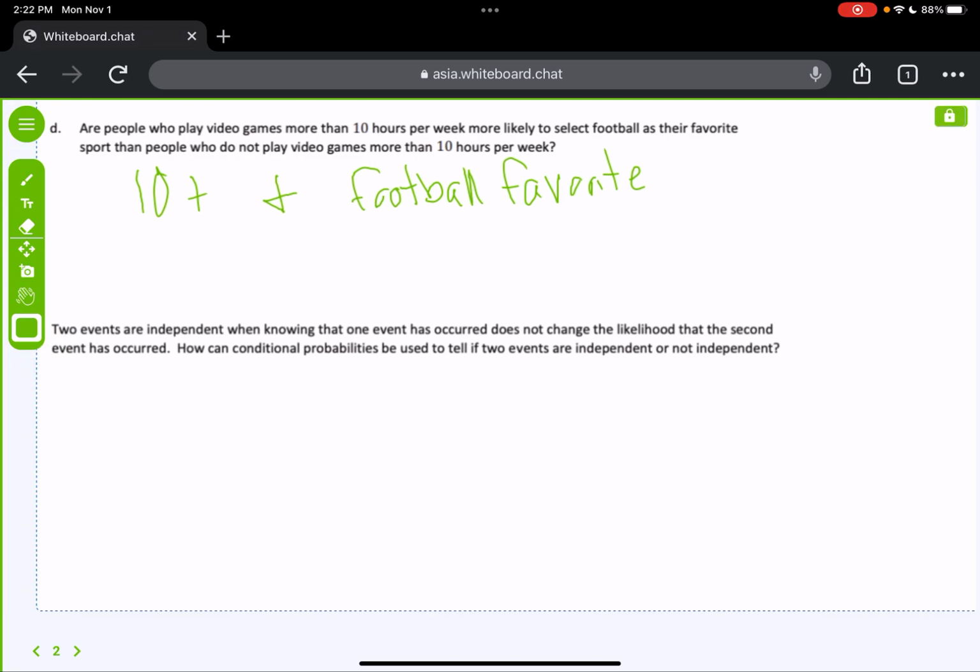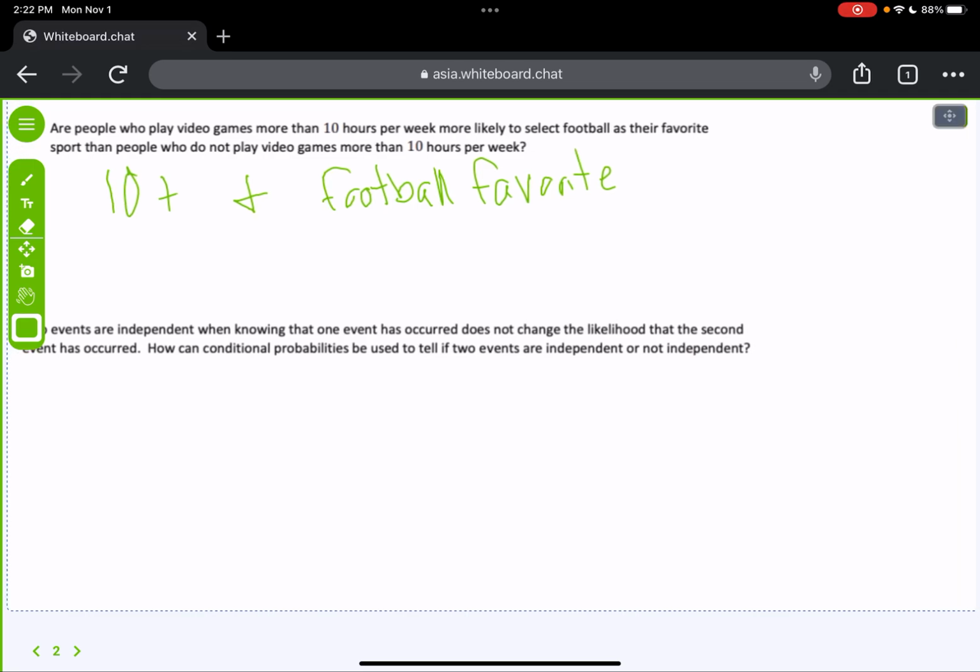Okay? So this says two events are independent when knowing that one event has occurred does not change the likelihood that the second event has occurred or will occur. So this question up here would be independent. Just because you play 10 plus hours of video games a week doesn't mean that you will choose football as your favorite. There's no way that that can have an effect on it.